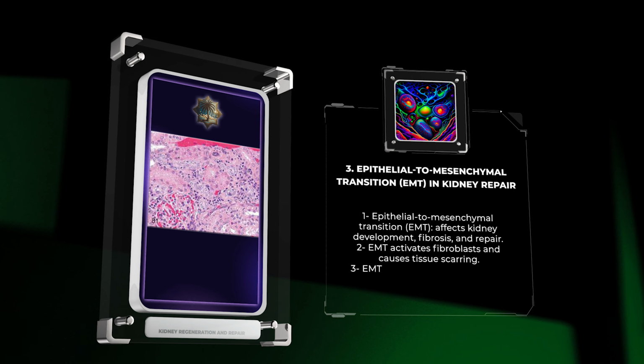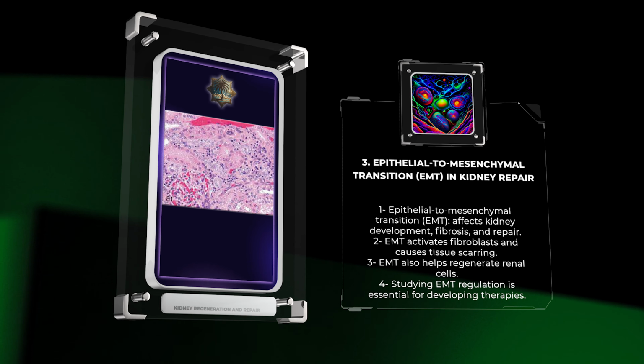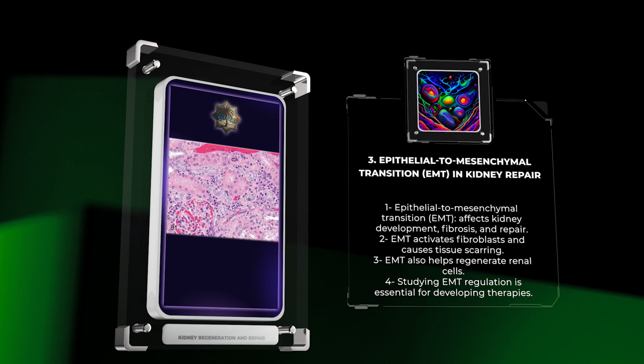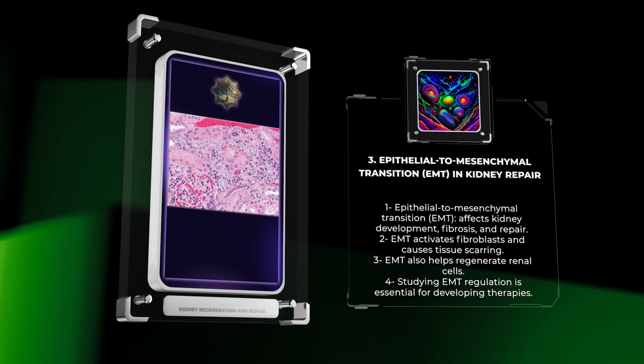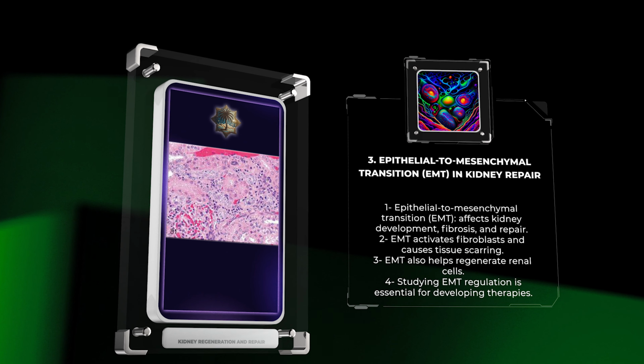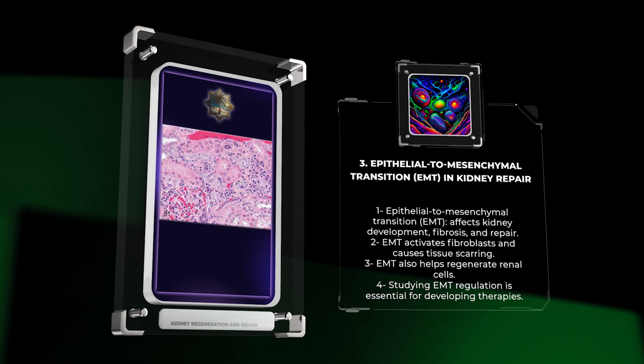Epithelial to mesenchymal transition, EMT, is a cellular process where kidney cells change their characteristics, affecting kidney development, fibrosis, and repair. EMT activates fibroblasts and causes tissue scarring but also helps regenerate renal cells. Studying EMT regulation is essential for developing therapies that support positive outcomes while suppressing negative effects.